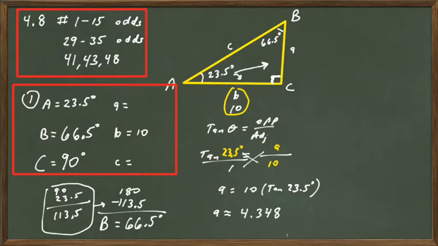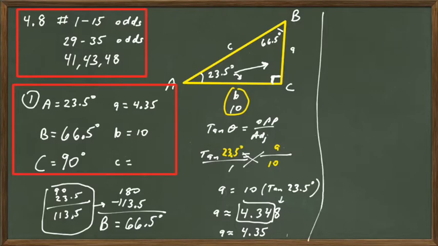4.348. The instructions say to round the lengths to 2 decimal places. What's that 8 going to do? Round it up. So 4.35 is what A is going to equal. At this point, we could use trig again, or we could even do Pythagorean theorem, right? We have two sides of a right triangle. We could find the third side, but let's practice trig.